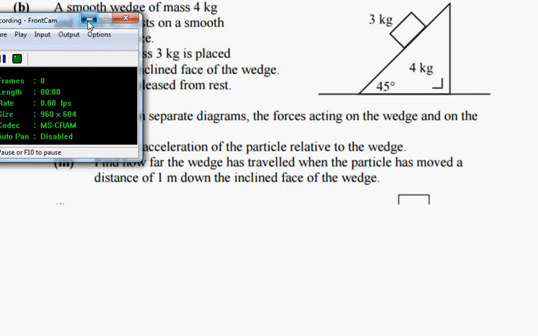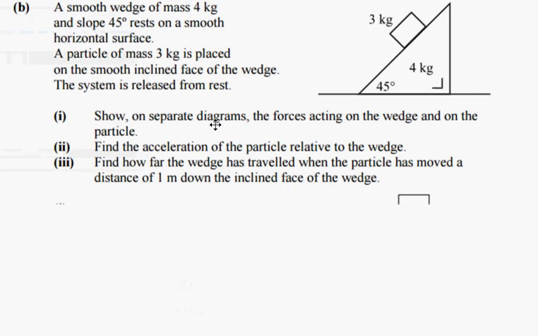Okay guys, 2004 4B. A smooth wedge of mass 4 kilograms and slope 45 rests on a smooth horizontal surface. Straight away I'm eliminating any friction that I need to worry about. It's just not going to happen. A particle of mass 3 kilograms is placed on a smooth inclined face of the wedge. The system is released from rest. Shown in separate diagrams, the forces acting on the wedge and on the particle.